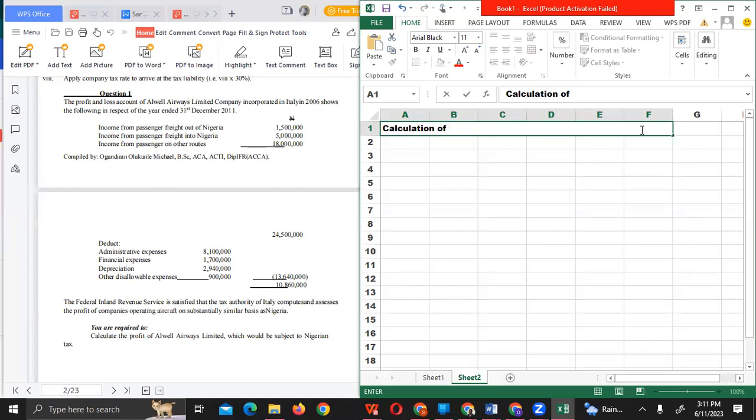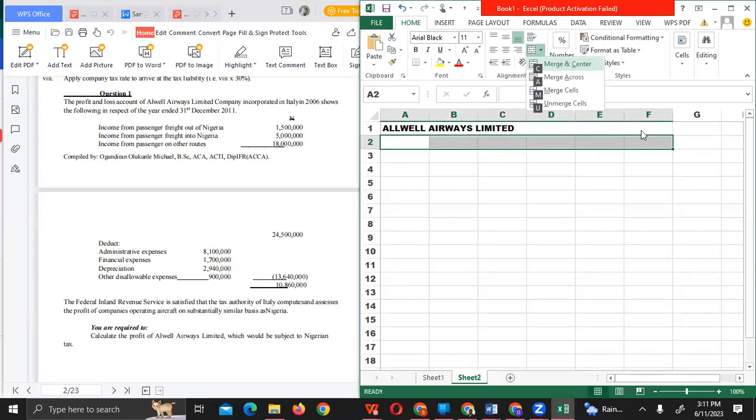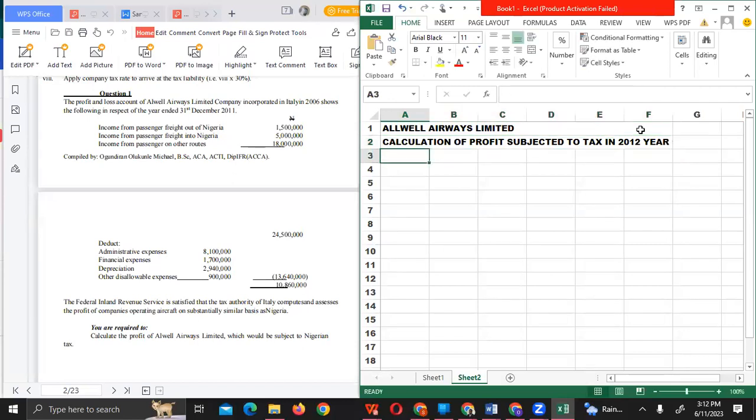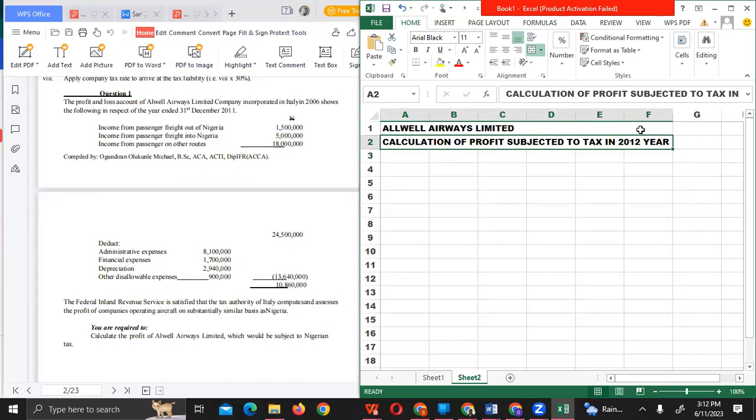First thing you do is you write the name of the company, Allwell Airways Limited. The next thing you would do is calculation of profit subjected to tax. And it is important for us to note that companies are assessed to tax on preceding year basis. So for this question, for instance, you have December 2011. That will be 2012 year of assessment. I'm sure everybody in this class knows what year of assessment is. Yes, the year under review, which is the preceding year.